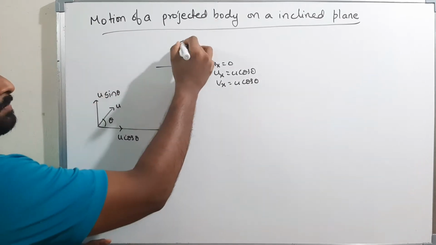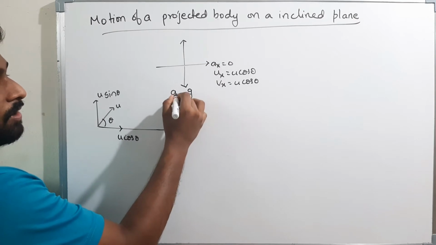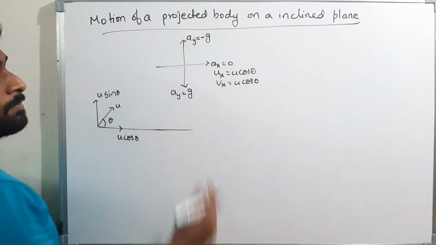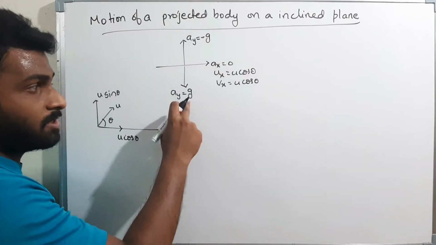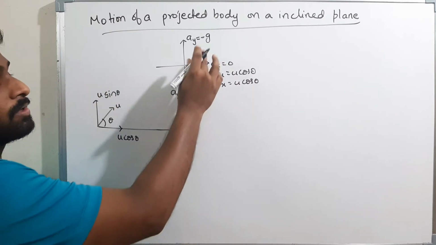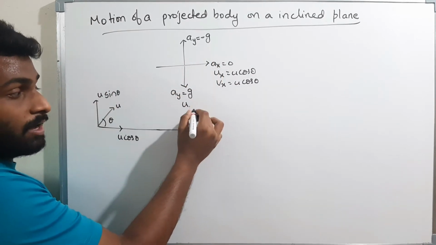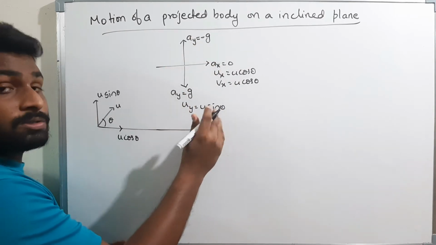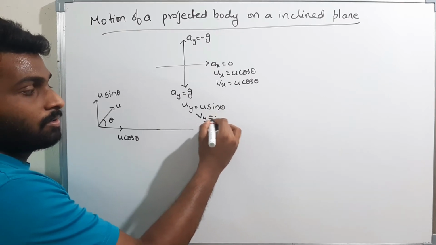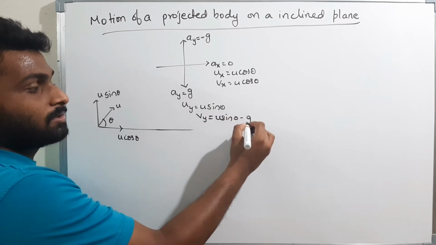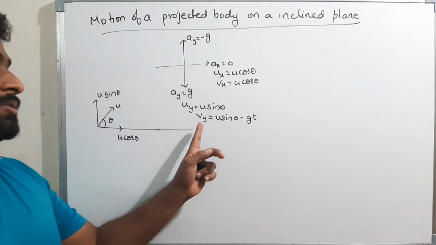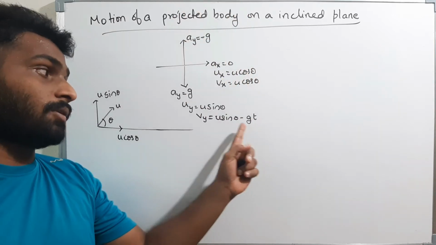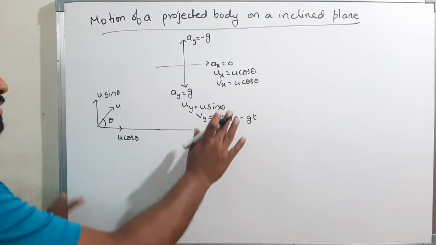Now along the vertical axis, downwards ay is equal to g, and upwards ay is equal to minus g. Upward acceleration is minus g, downward acceleration is g. Now the initial velocity along the y-axis is u sin theta. After some time, the velocity will change. That is vy is equal to u sin theta minus gt, from v is equal to u plus at, where a is nothing but acceleration, minus g. The velocity gradually decreases. After some time t, the velocity will be u sin theta minus gt. Now these are the things.